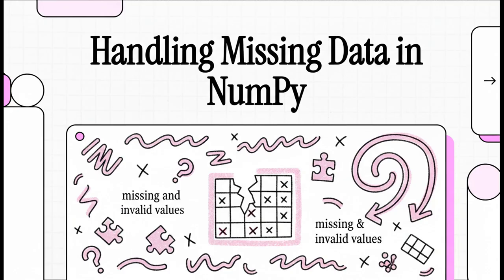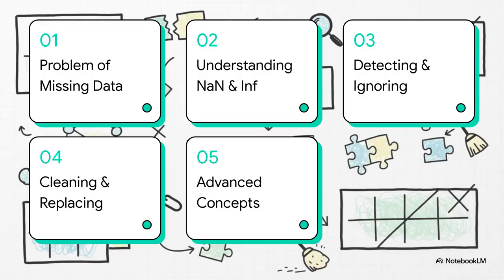So let's dive in. So here's our game plan. First, we're going to diagnose the core problem. Why do these missing values break everything? Then we'll get up close and personal with the culprits, nan and infinity, so we really get how they work. After that, we'll build up our toolkit, learning how to find them and ignore them, and then how to actually clean things up by replacing them. And we'll finish up with some advanced concepts to really make sure you've mastered this.